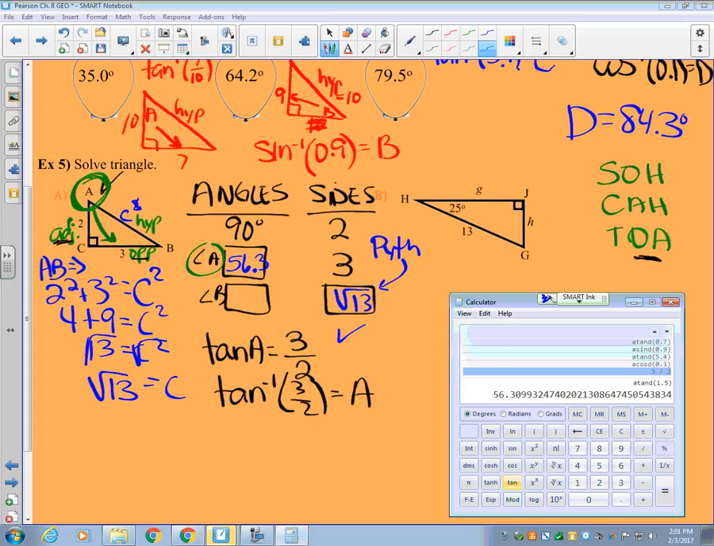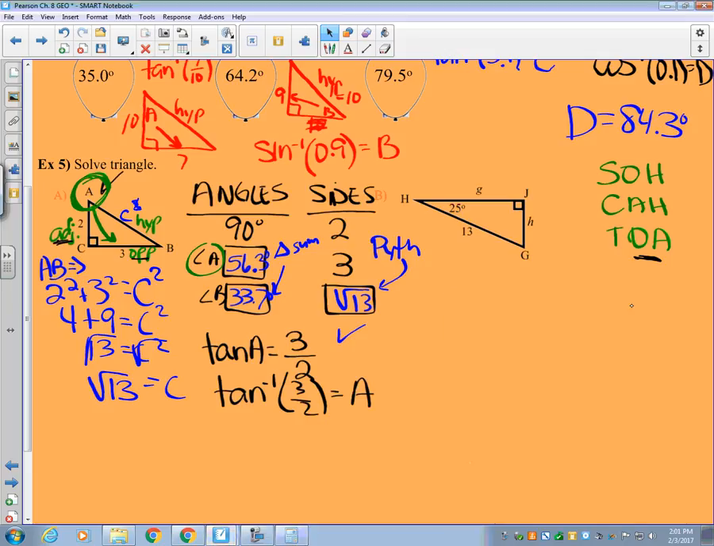I'm going to use the triangle sum theorem to find out what my missing angle B is. Well, I know 180 minus 90 is 90. And I'm going to subtract 56.3 to find my missing angle is 33.7. Let's put degrees on here: 33.7 degrees. And now I have all my sides and all my angles. This triangle is solved.